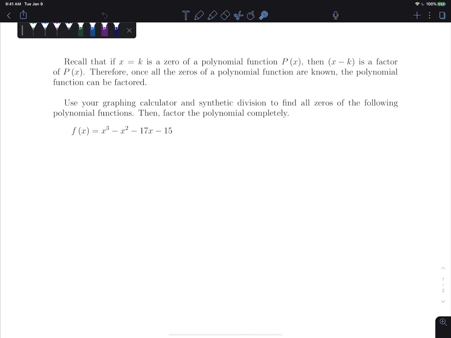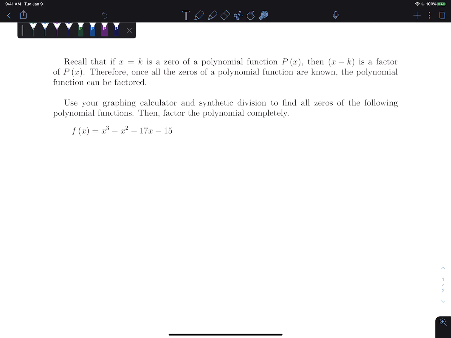we're going to factor the polynomial completely. So we have f of x equals x cubed minus x squared minus 17x minus 15. Now, in the past, I might have told you to factor this on your own, but even with grouping, this cannot be factored like normal. So what we're going to do is use synthetic division to find all of the zeros. We could start with guessing and checking different zeros, but the best thing is just to use the resources you have. So start with your calculator and see one of the zeros.